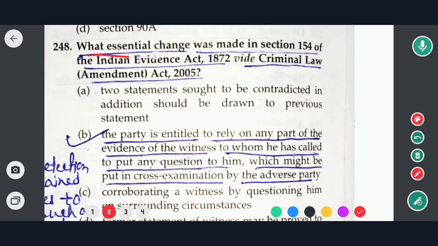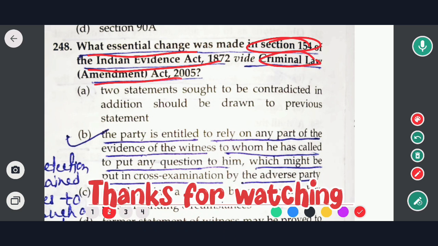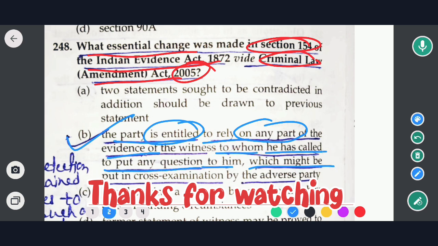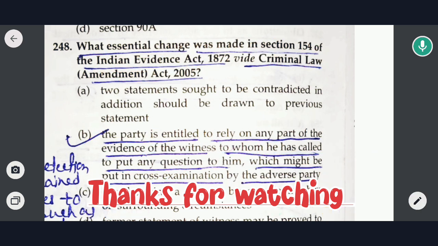Next question. What essential change was made in Section 154 of the Indian Evidence Act by the Criminal Law Amendment Act 2005? So the correct option would be option B, that the party is entitled to rely on any part of the evidence of the witness whom he has called, to put any question to him which might be put in cross-examination by the adverse party. Now on to the next question.